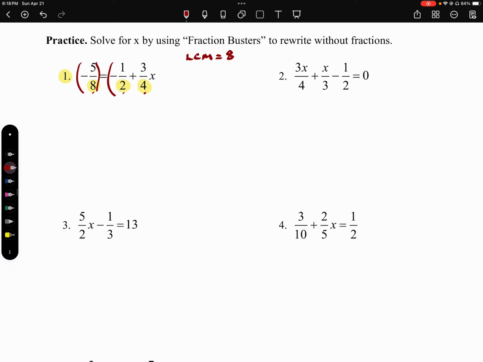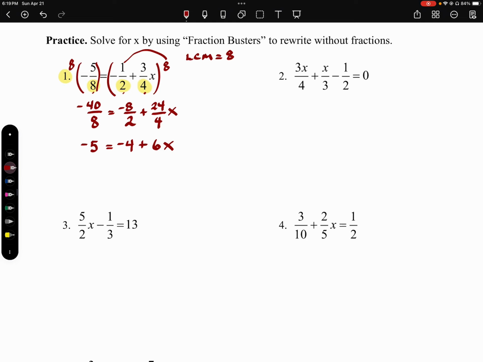We'll multiply both sides of our equation times 8. And remember, we're going to multiply just times the numerators. So 8 times 5 is 40. So we have a negative 40 over 8 is equal to, we'll do 8 times 1, which would give us a negative 8 over 2, plus 8 times 3 is 24 over 4, and then we have our x on the end. And now we'll just simplify each of those, right? Negative 40 divided by 8 is negative 5. Negative 8 divided by 2 is negative 4. And then 24 divided by 4 is 6. And then we've got our x.